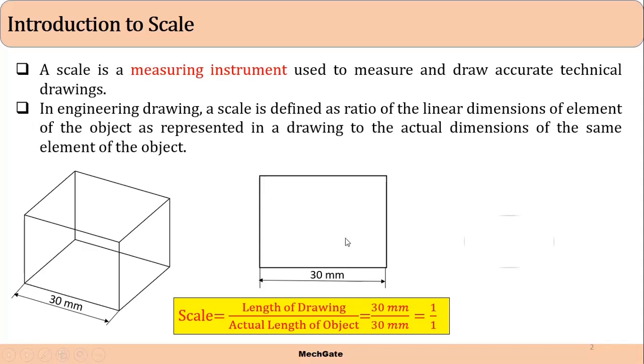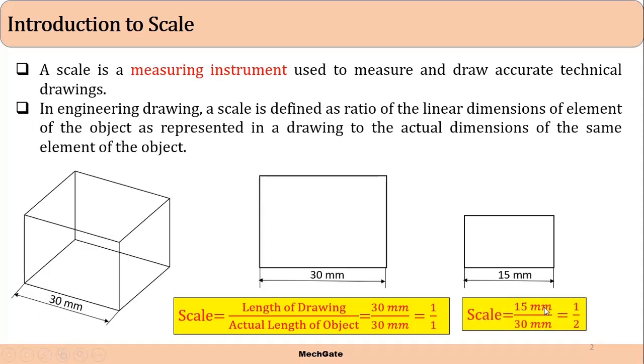Similarly, if I prepare another drawing with the length equivalent to 15 millimeter while the actual length is 30 millimeter, right? So the scale would be 15 millimeter, that is the length of drawing, divided by 30 millimeter, that is the actual length. So in this case, the scale would be 1 by 2.